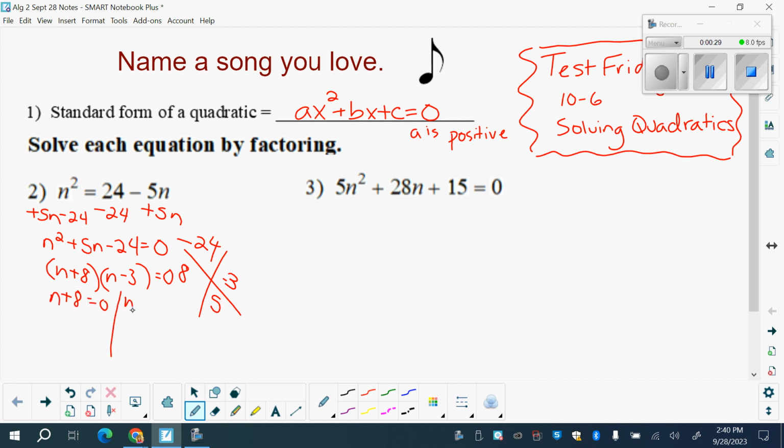Nice job knowing what that's called. N minus 3 equals 0. And then we solve each one of those. N equals -8. N equals 3. And so our answer is N equals -8 and 3.